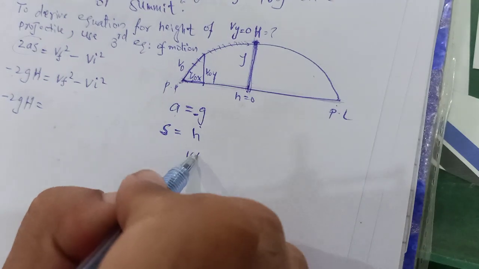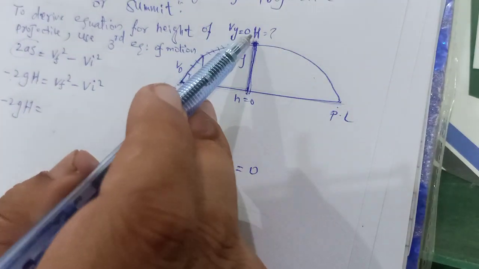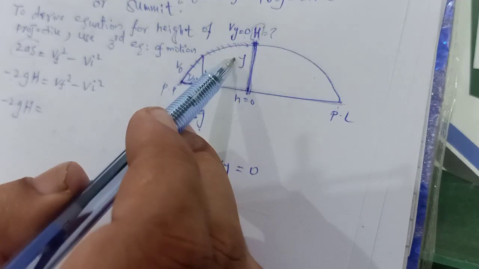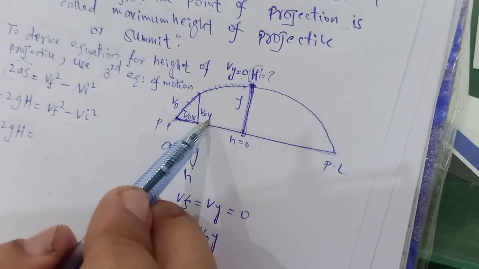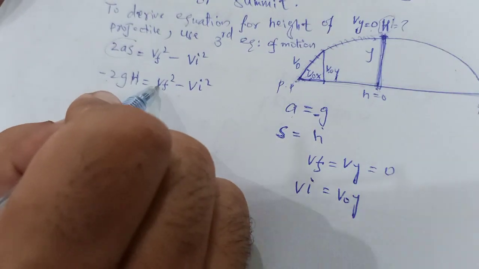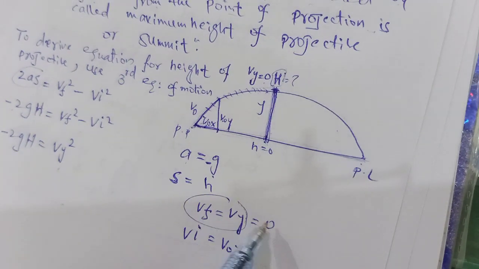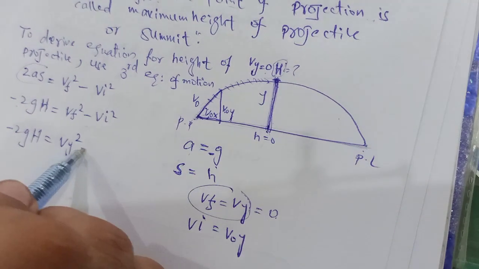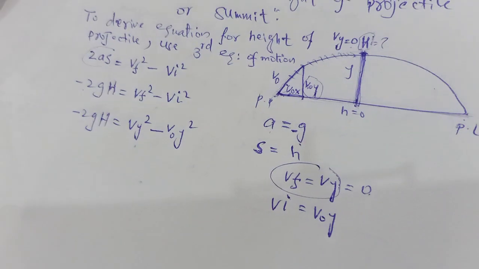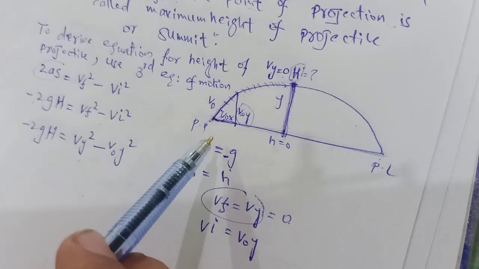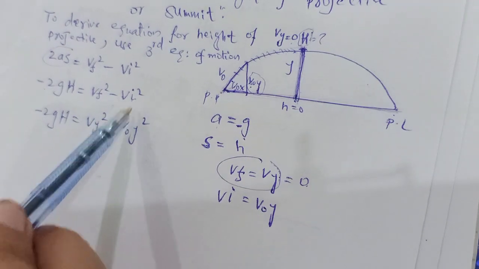So final velocity means final vertical velocity, which is equal to zero at certain height h, and initial velocity means initial vertical velocity, which is v naught y. So put these values: vf square ki jagah ab vy square put kar le, vf is vy, which is zero actually, minus vi square ki jagah आप इनिशियल वर्टिकल वेलोसिटी पुट कर लें, राइट? Let me repeat, the initial vertical velocity of projectile is v naught y, so vi ki jagah hum v naught y put kar lenge.